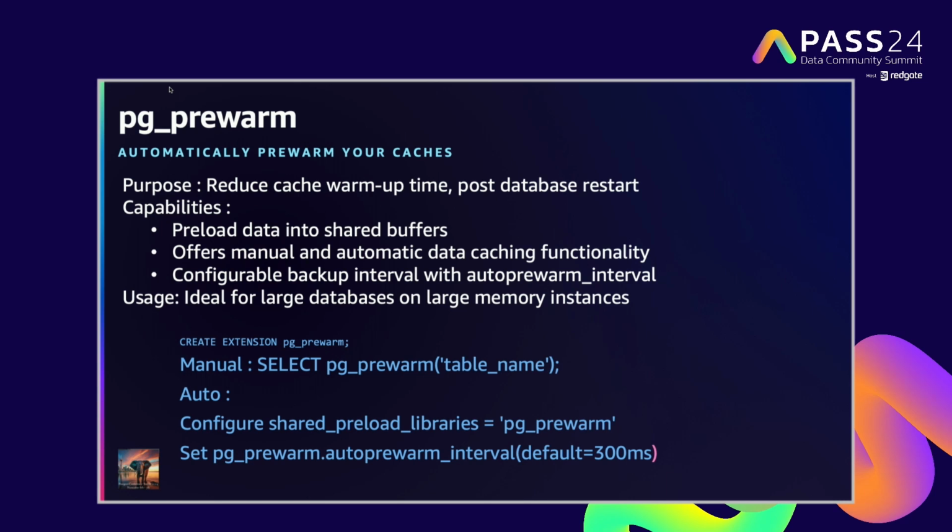Like Rajiv mentioned, it is one of those extensions which needs to be loaded in the preload libraries. So you mention it there, and after that you can set an interval at which you want Postgres to back up the cache on the disk. So there it just keeps a record of the contents of the cache on the disk. So in case your database reboots, when it comes up, it will warm up the cache with the contents that were present. The frequency at which you want to push the contents, you can define using this parameter.